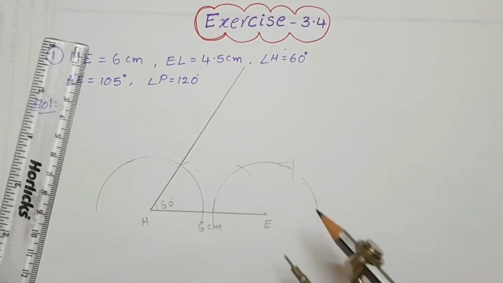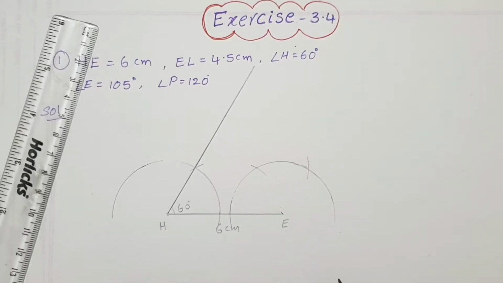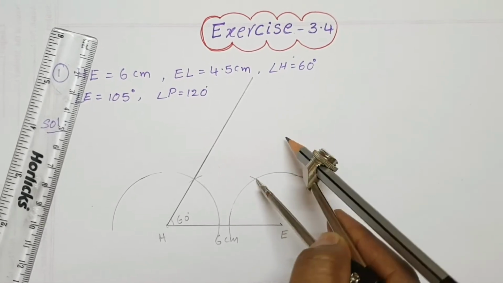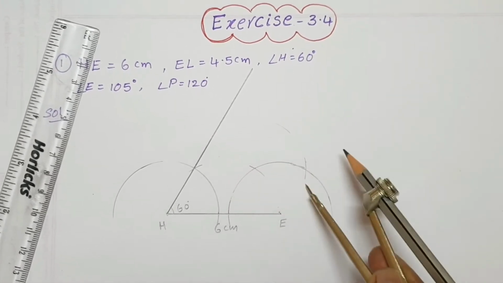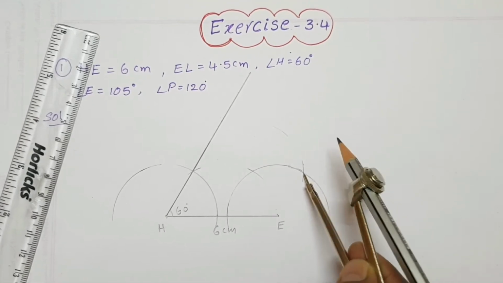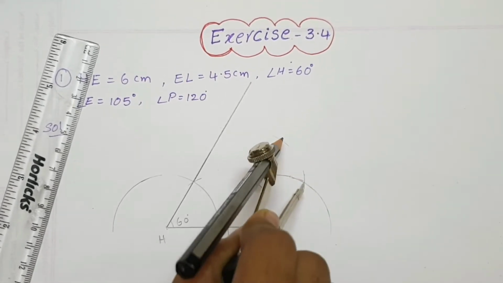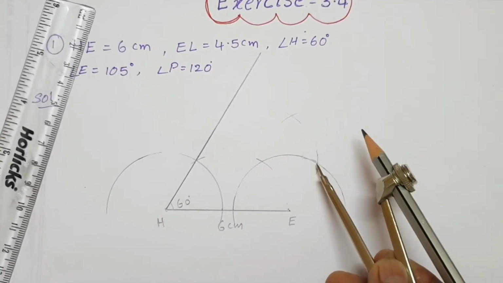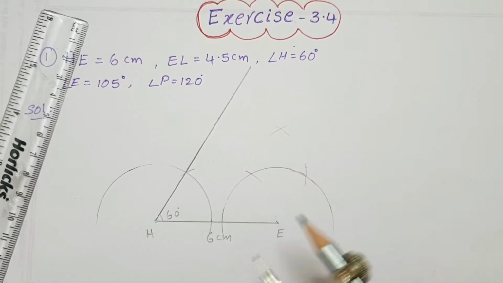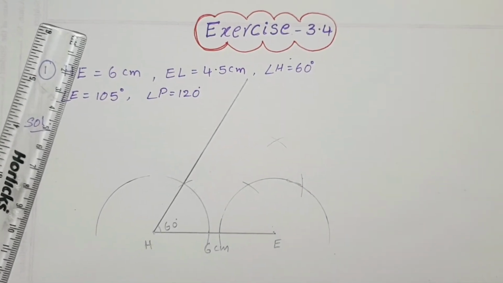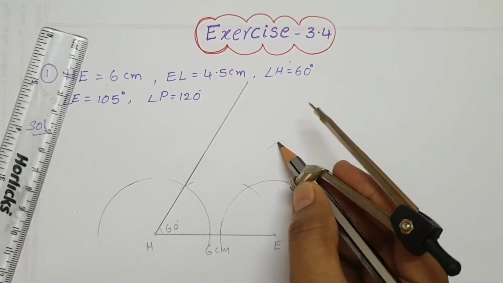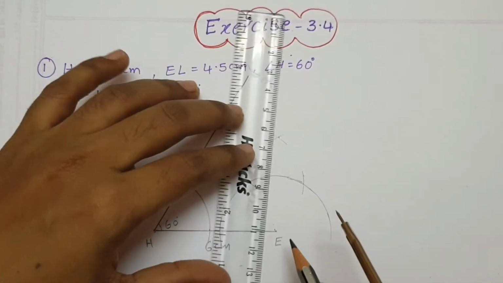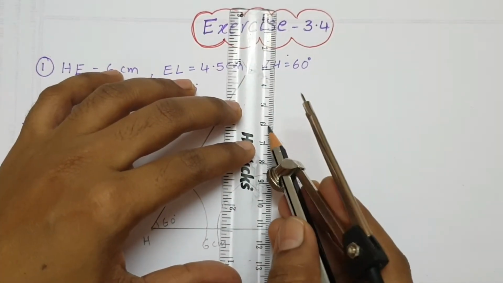So 60 degrees. Here, 60 degrees to one arc. Again 120 to another arc. Here 60 to one arc, 120 to another arc. This is exactly 90 degrees. Here exactly 90 degrees, but here 105 degrees. Here too, so just draw with dotted lines.